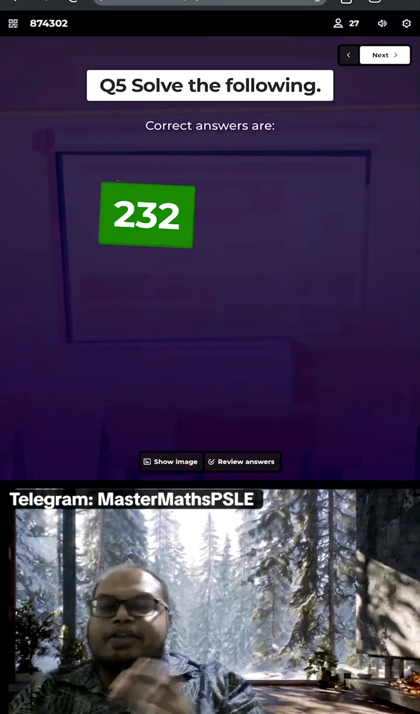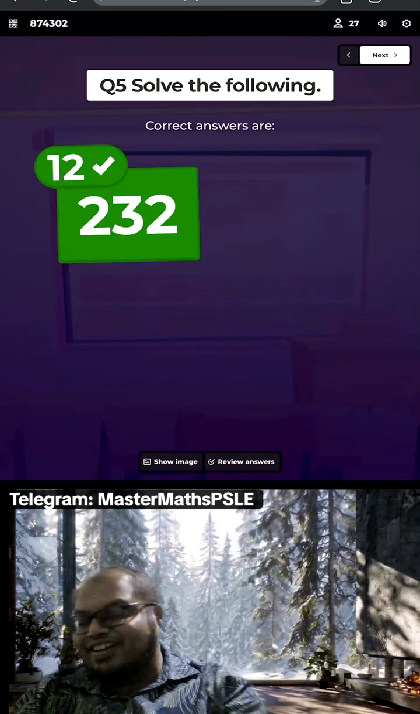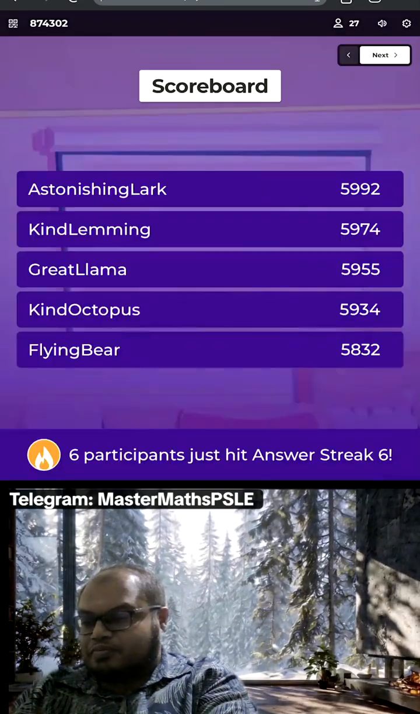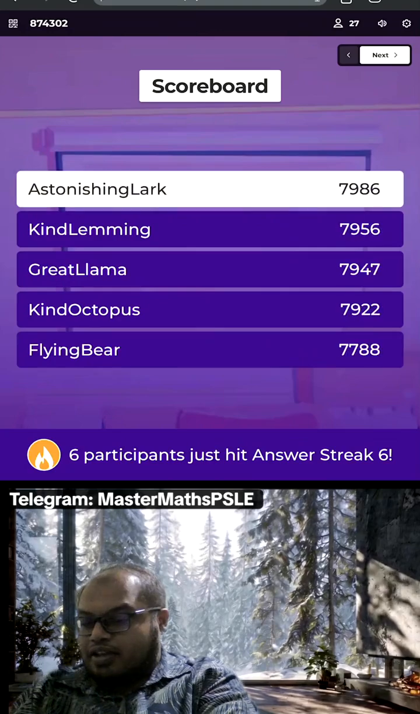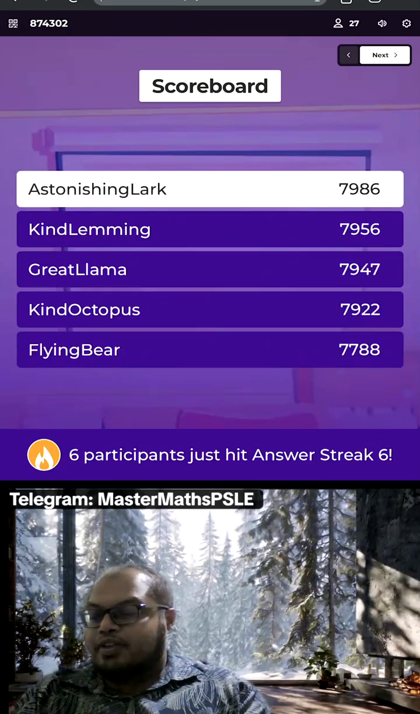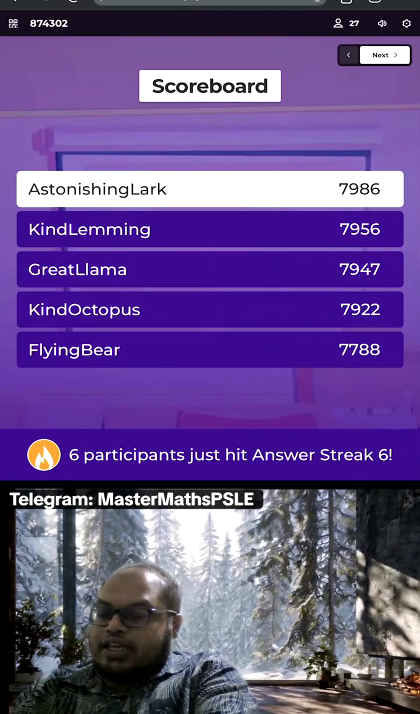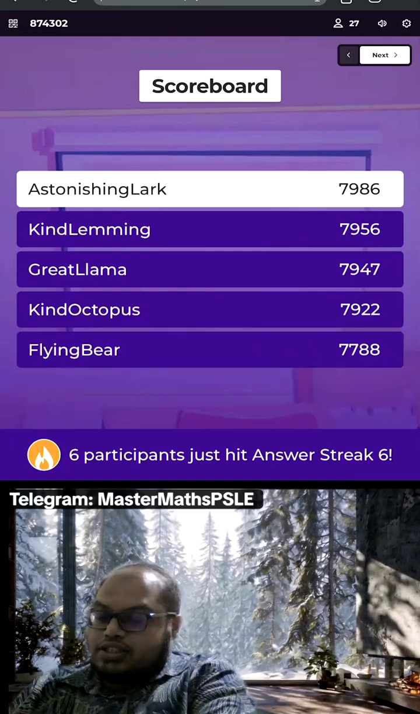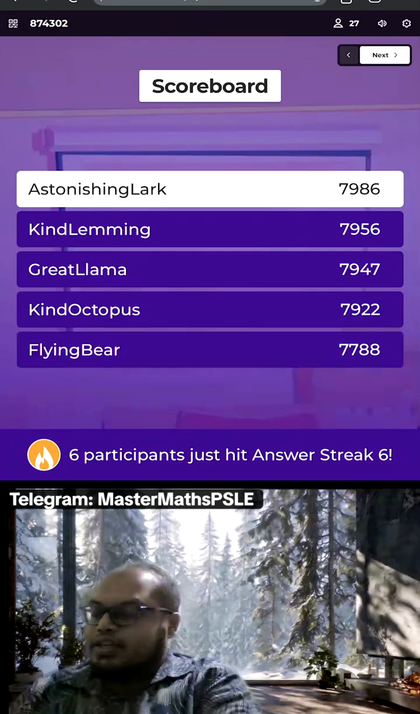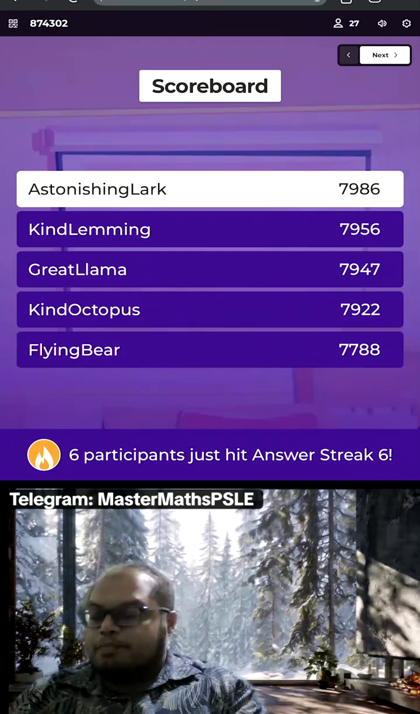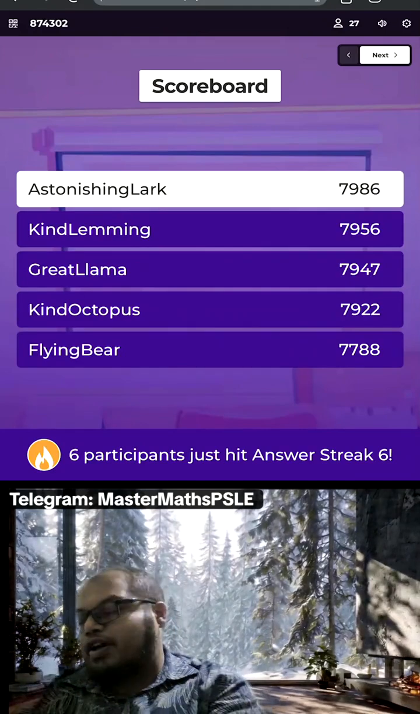Wow, somebody actually put 1,800. Alright, and astonishing luck. 7,986. 30 points behind is still the kind lemming. The top 5 remain the same. Very interesting.